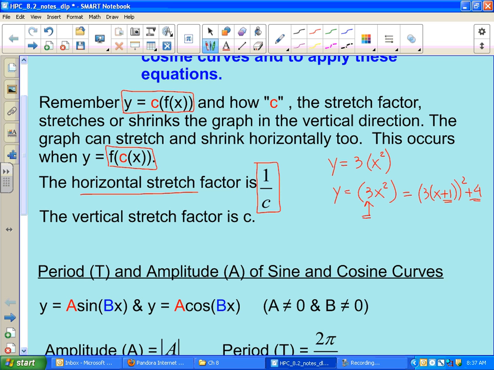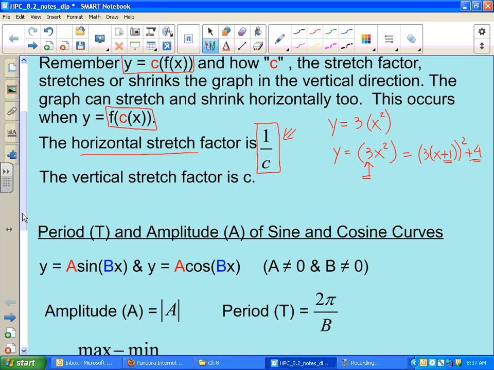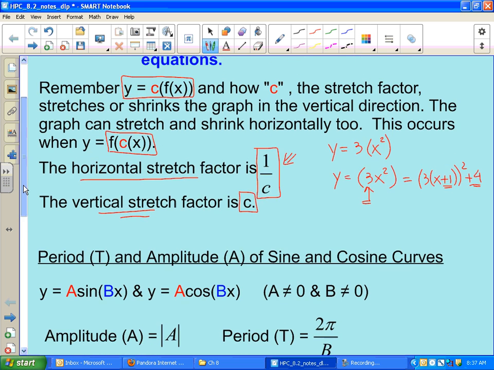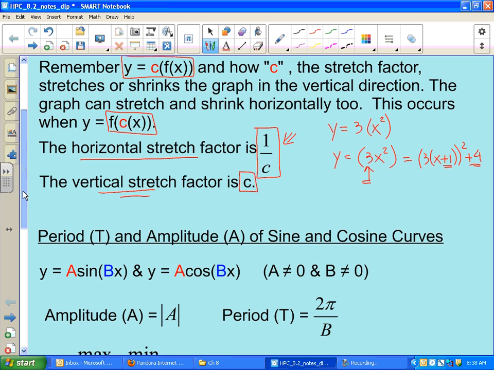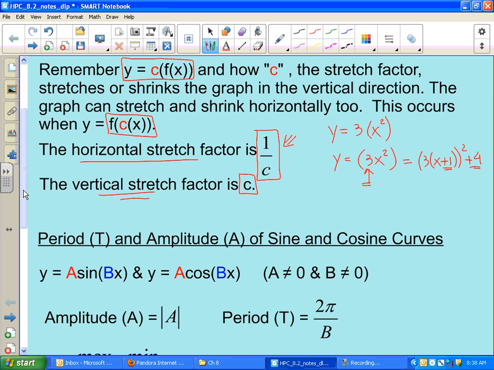And so that's the thing here with the stretch factor. Pay attention to the stretch factor for horizontals. It's 1 over C, whereas for verticals, what you see is what you get. So 3 means 3 times as big for the y movements. And that's what we're going to do with our sine and cosine curves. They obey the same rules as the other functions. So we're going to emphasize today just this horizontal and vertical change.